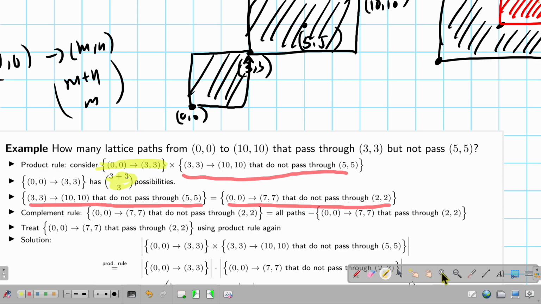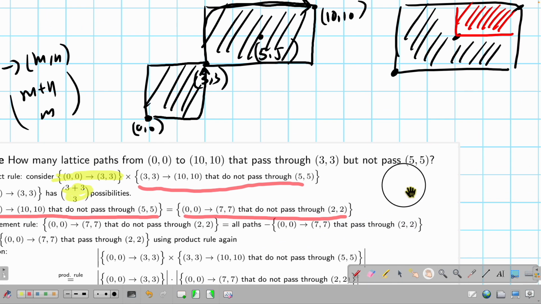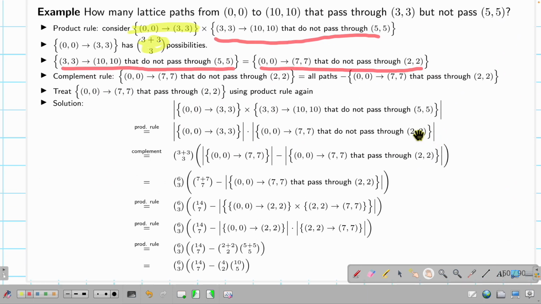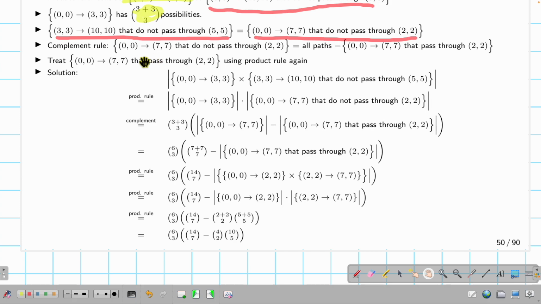Now with the red part, we are going to use the complement rule. That means we want paths from 0, 0 to 7, 7 not passing through 2, 2, so we count all the paths from 0, 0 to 7, 7 and subtract those that pass through 2, 2. Okay, so here's the idea. Complement rule: 0, 0 to 7, 7 not passing through 2, 2 is all the paths from 0, 0 to 7, 7 minus all the paths from 0, 0 to 7, 7 that pass through 2, 2, okay?